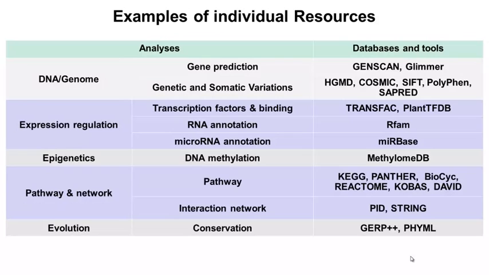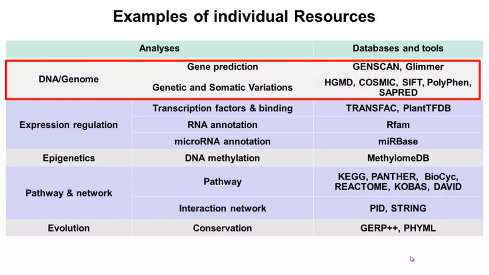For example, if you want to predict the genes in the genome, you could use tools such as GenScan and Glimmer. You can find human genetic variation data in HGMD and cancer somatic mutations in COSMIC, and you can predict the functional effects of genetic variations using SIFT, PolyPhen, and SEPRED.